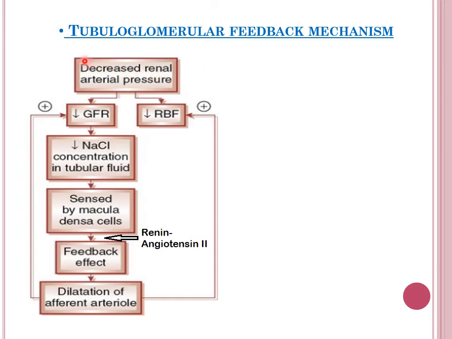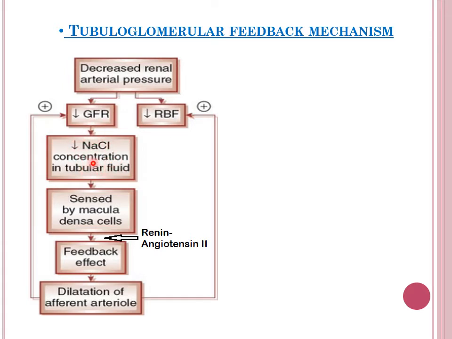Now let us suppose there is a decrease in the mean arterial pressure. So that will decrease the renal arterial pressure too. So that will ultimately lead to decreased renal blood flow and also decreased GFR. Now as the GFR decreases, there will be a decrease in the sodium chloride concentration in the tubular fluid.